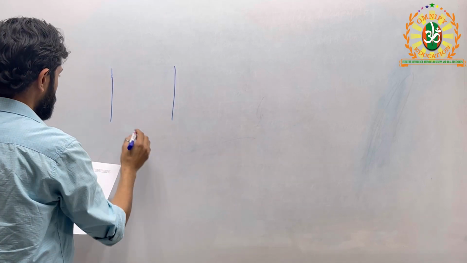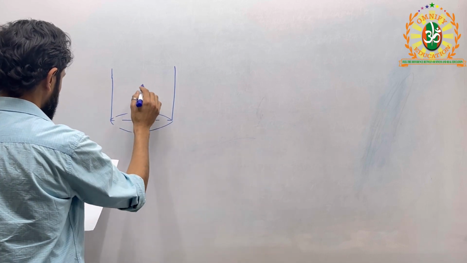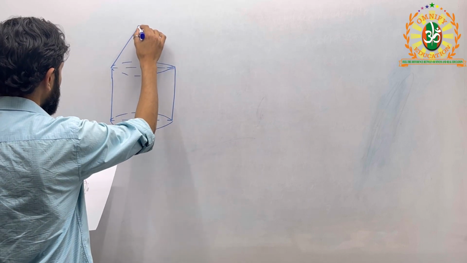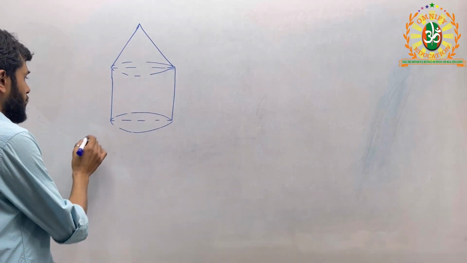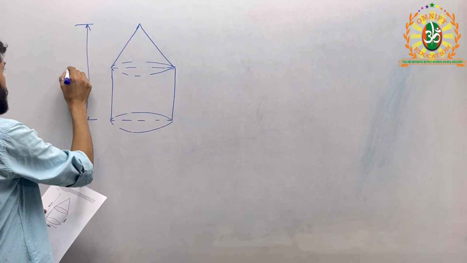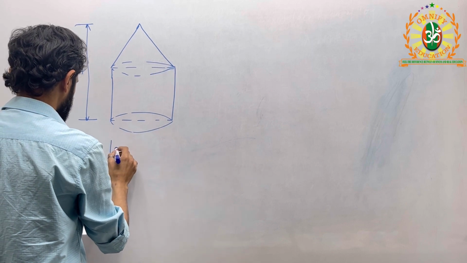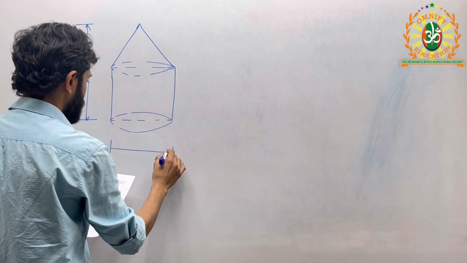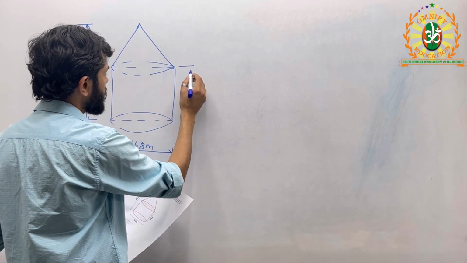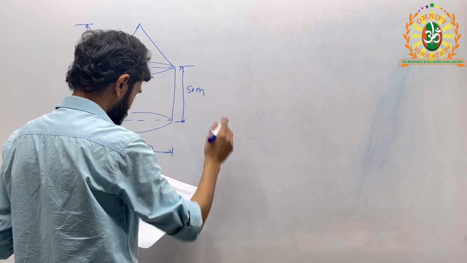This is the cylindrical part of the tent, and it is surmounted by a cone. The total height is given as 85 meter and the diameter of the base is 168 meter. The height of the cylindrical part is given as 50 meter.